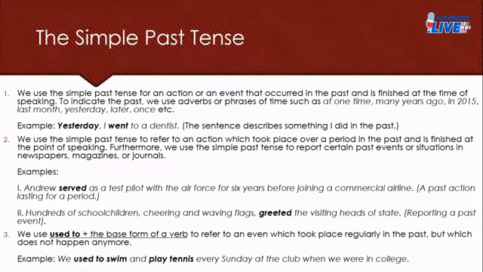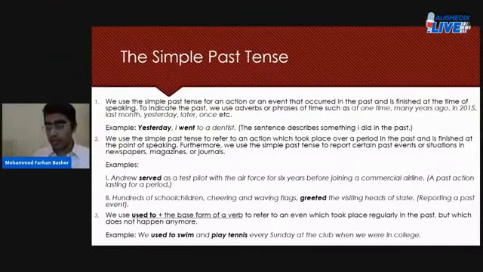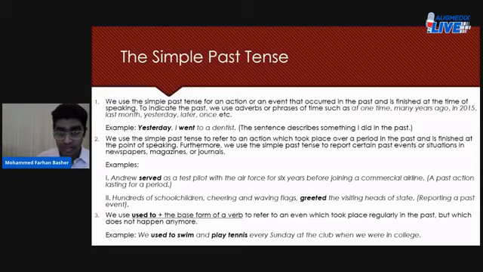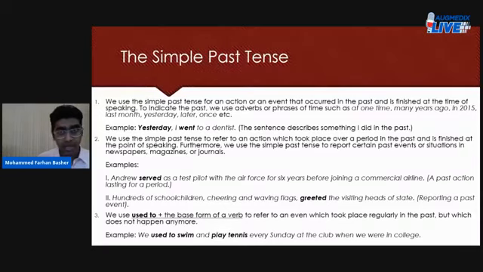Example number one, Andrew served as a test pilot with the Air Force for 6 years before joining a commercial airline. A past action lasting for a period. Here, Andrew serving as a test pilot took place in the past, right? He's not serving as a test pilot any longer, but he used to do so, and he did so for a long period of time. And for how long exactly? For 6 years. So by the phrase for 6 years, you're also telling the time throughout which Andrew served as a test pilot, right?